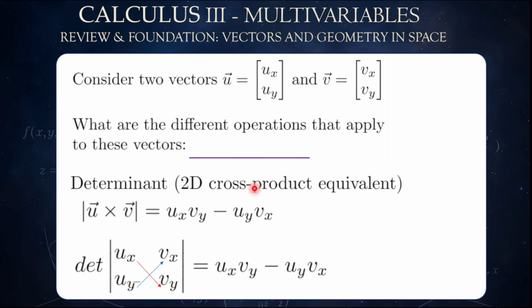Determinant or 2D cross product equivalent. U cross v is equal to ux vy minus uy vx. This is how you solve it. The determinant of ux, uy, which you place vertically, and vx, vy. You multiply ux by vy like this, and then you subtract uy times vx. So it is equal to ux vy minus uy vx, just like you solve the determinant of a matrix.